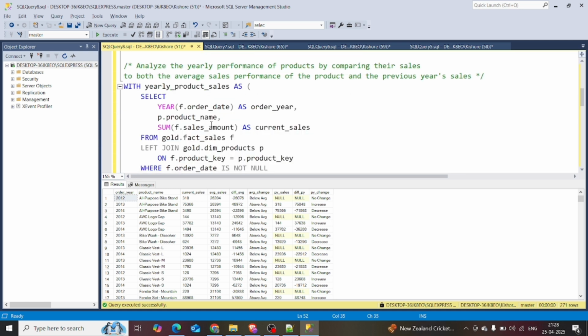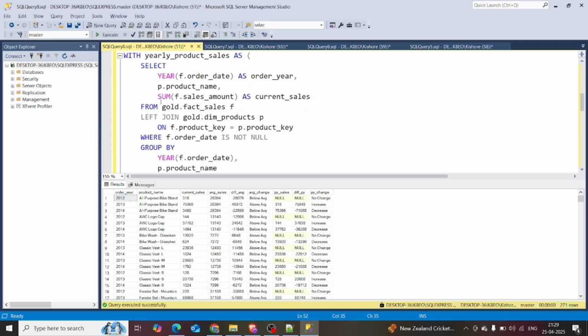In this section, we are using a CTE. The CTE name is yearly product sales, as we are creating the CTE. Here we want the order date as year, so we are using the YEAR function on order date, keeping the alias as order year. We want the product name, coming from the products table, and the sum of the sales amount as current sales, coming from the gold facts table.